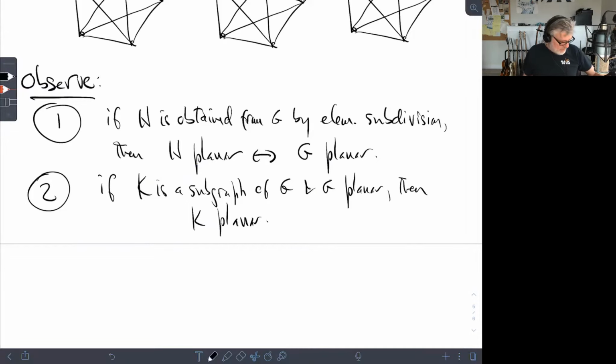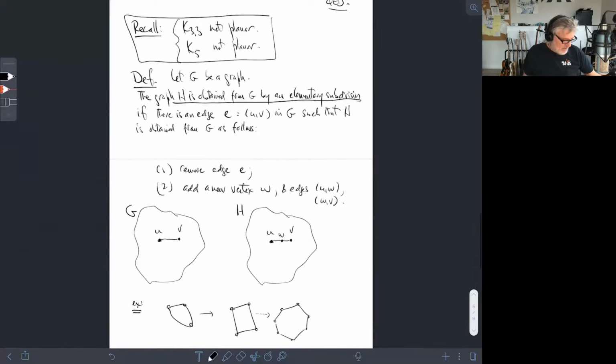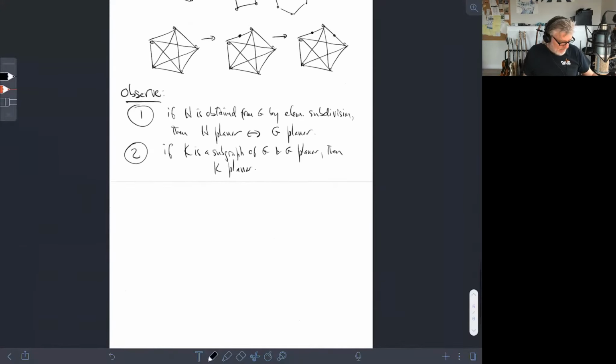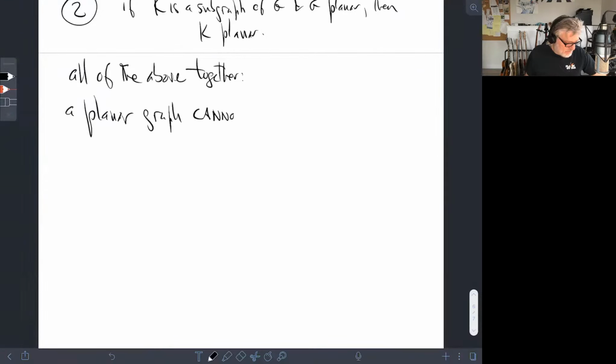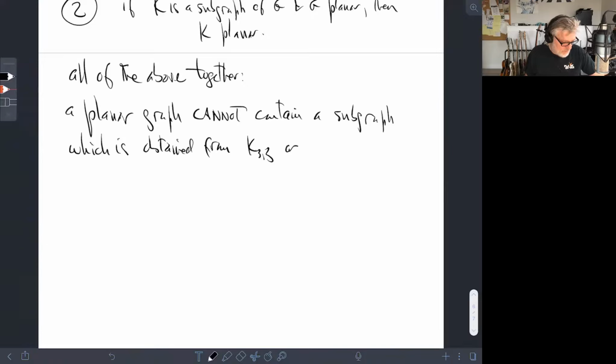So let's put all of this together. Let's go back to what I said here. I said that K33 and K5 are not planar, right? Which means that anything obtained by subdivisions from these guys cannot be planar. So all of the above together: a planar graph cannot contain a subgraph which is obtained from K33 or K5 by a series of elementary subdivisions.